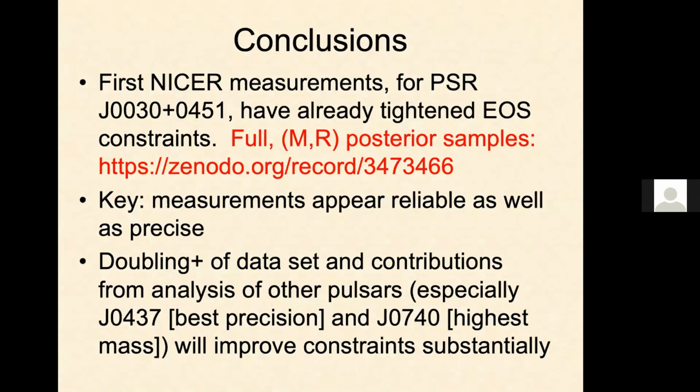Okay. I have one naive question. When these tidal deformability calculations are done, they are done for a particular mass, like 1.4 solar masses. Is there a reason for that?